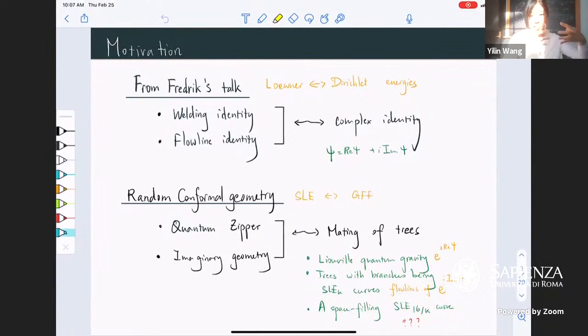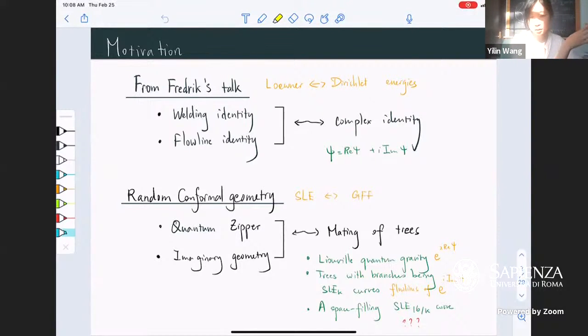And what are these trees? There will be two pairs of trees. Each of them has branches being like SLE curves, and they're actually flow lines of an underlying Gaussian free field. And in the mating of trees story, there's also another Gaussian free field, which gives a Liouville quantum gravity that is independent of those trees. There's a Liouville quantum gravity that is put on the sphere. And so that actually corresponds to our complex identity.